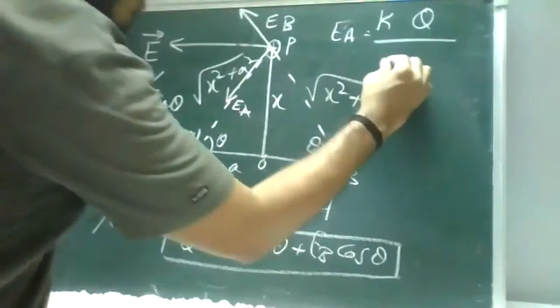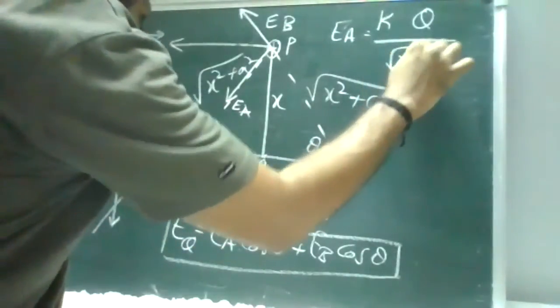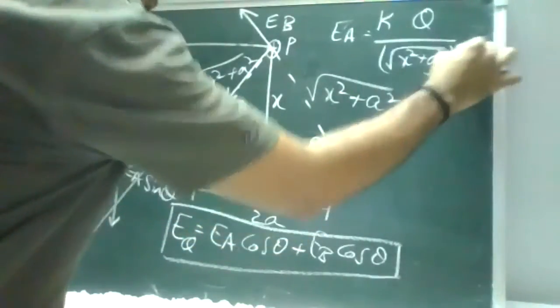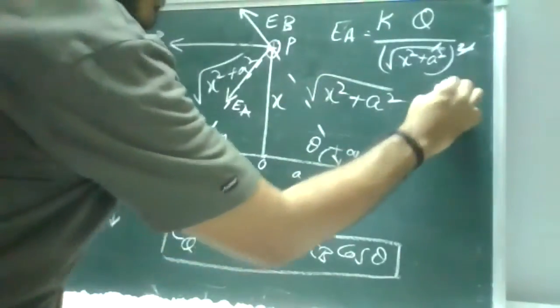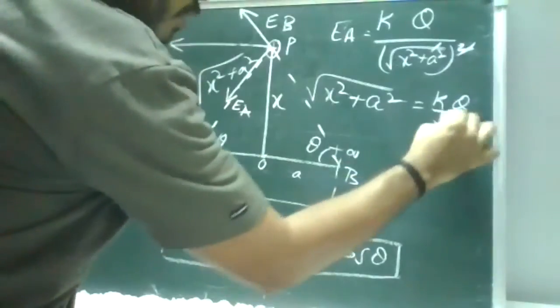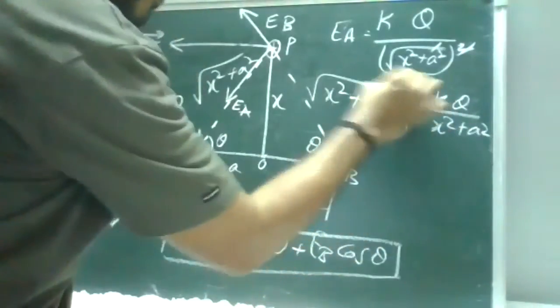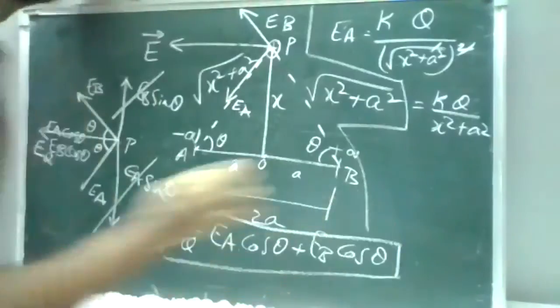So it is square root of x square plus a square, whole square. The square root will get cancelled. So it is kQ by x square plus a square. That is your EA.